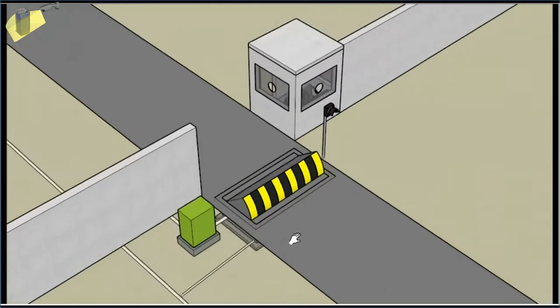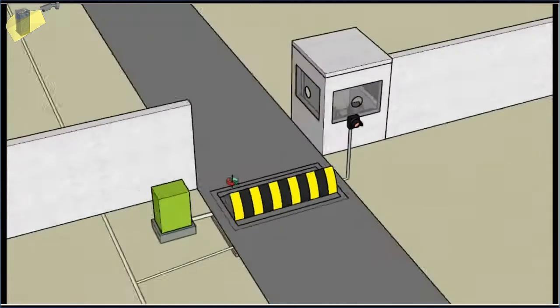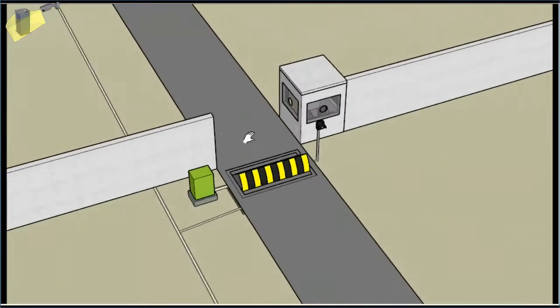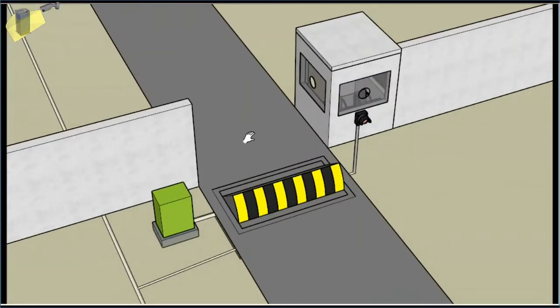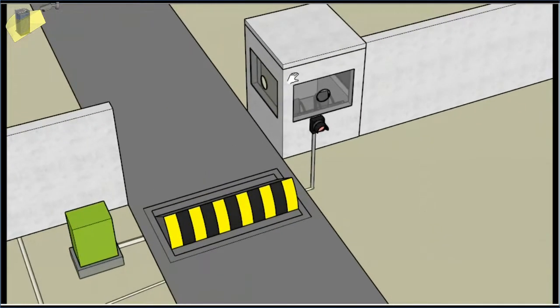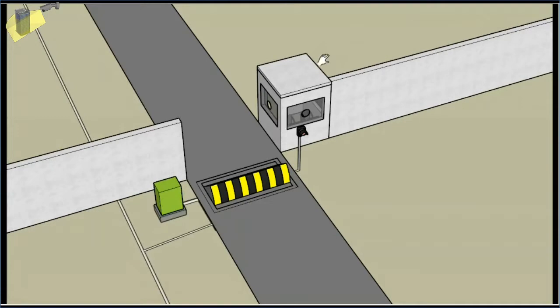So here we have a test case. Here we have a small example of an entrance in which we have an under vehicle scanner, and after some distance we have a road blocker, and then we have a guard room which can be close or far away, inside or outside, based on the location.